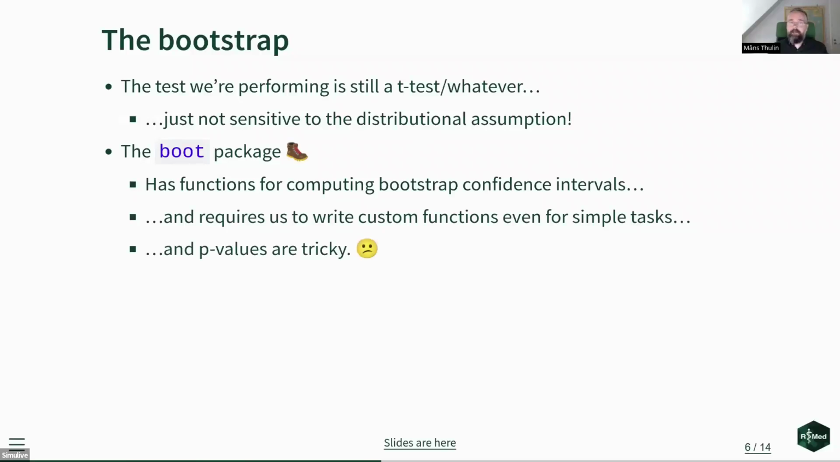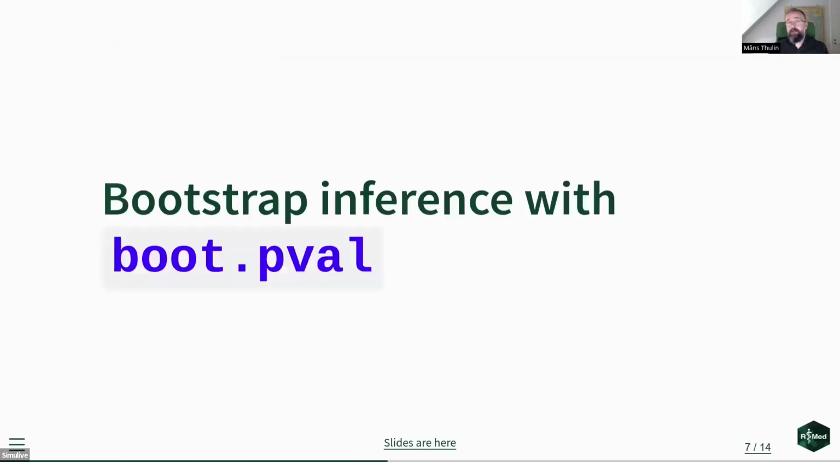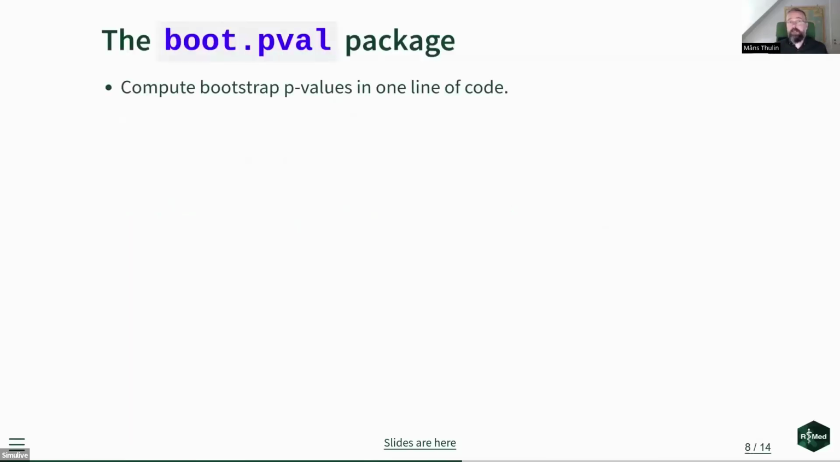And in addition, getting p-values can be tricky because the theory for the bootstrap dictates that if you want to compute a p-value, you need to do that sampling in the right way, using the null distribution of the statistic and so on. And it becomes a little tricky and a little technical if you try to do this. So my aim when I developed the boot.pval package was to make this easier. You should be able to compute a bootstrap p-value in one line of code, at least in standard cases.